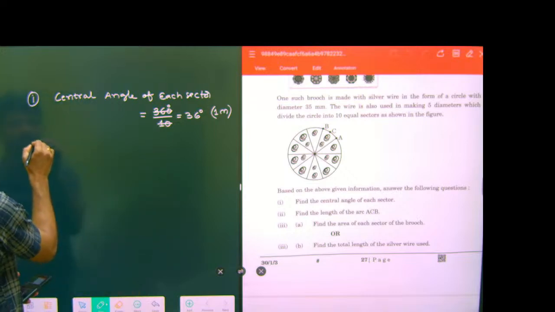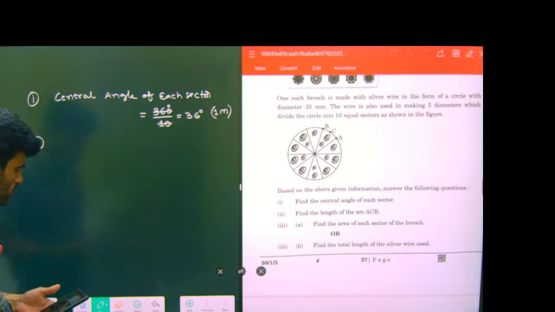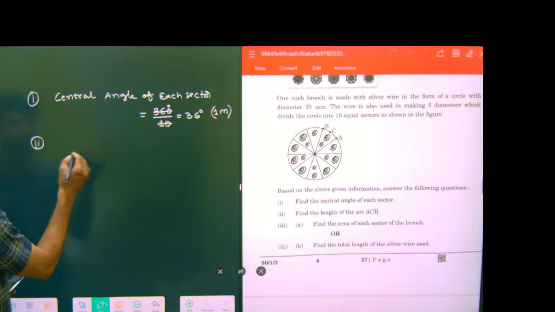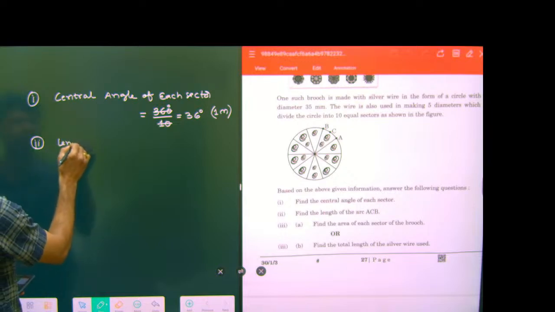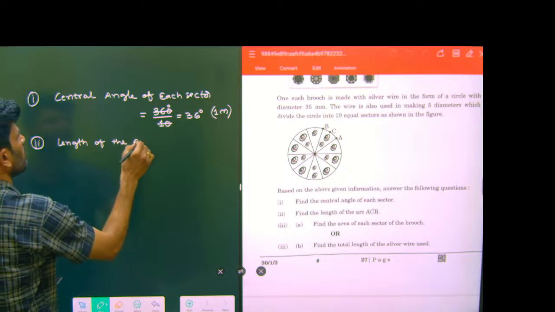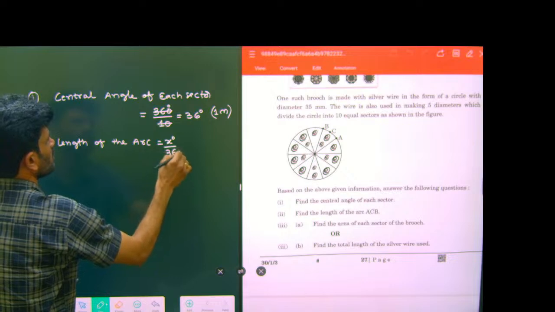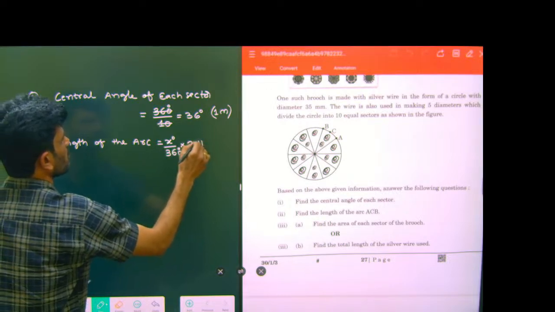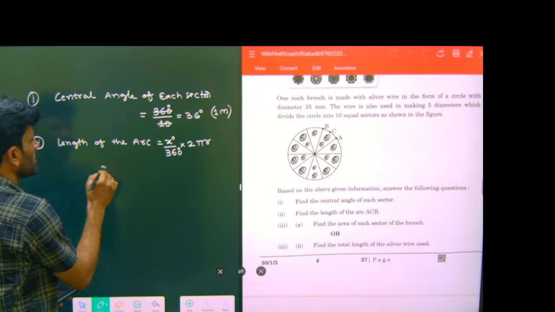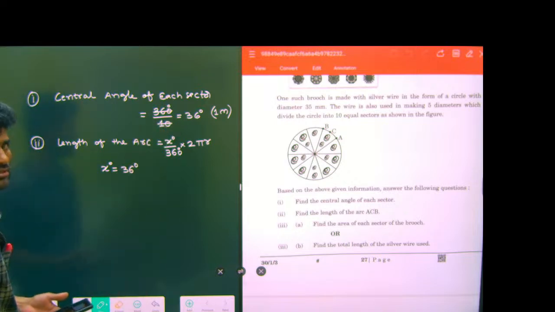And the next one in the same case study question, the second, is to find the length of the arc. What is the formula for the length of the arc? Length of the arc is equal to x degrees by 360 degrees into 2 pi r. Here, what is the central angle given? The central angle is x degrees. X is 36 degrees, which we already got in the first question.